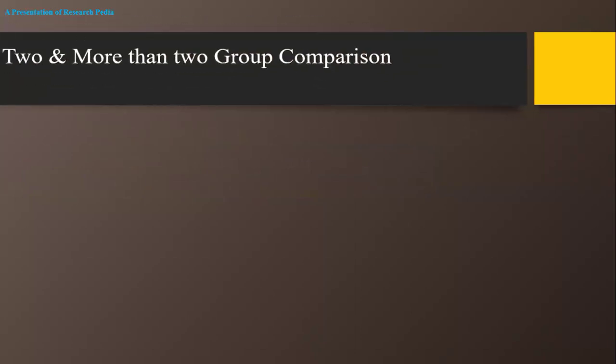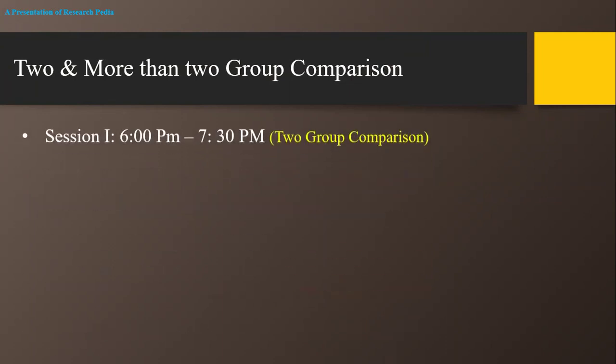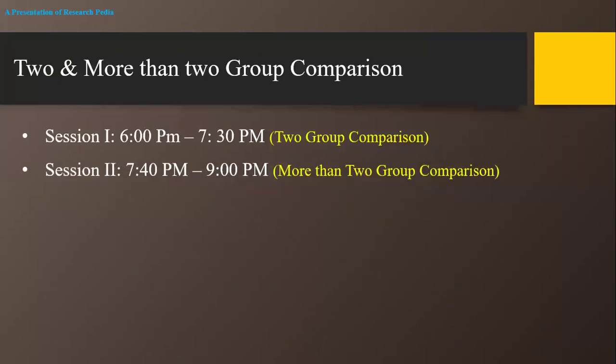Next, what will we discuss in two or more than two groups mean comparison? Session one will run from 6 p.m. to 7:30 p.m. and includes the process using SPSS for two group mean comparison. Then session two will run from 7:40 p.m. to 9:30 p.m. We will have a 10-minute short break, and after the break we will consider more than two group comparison.